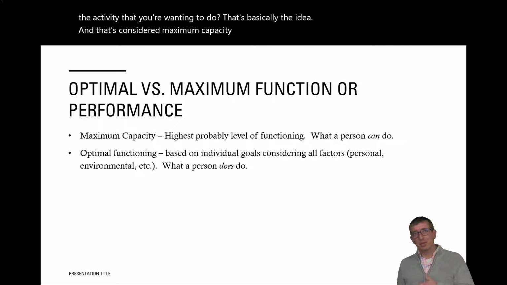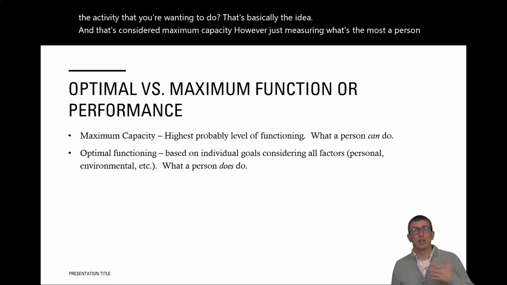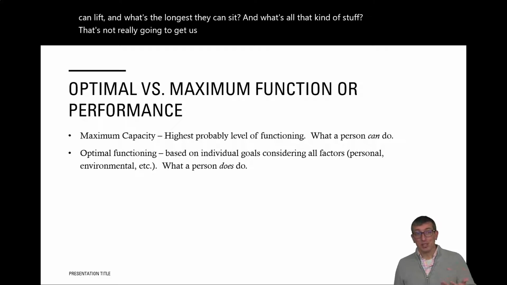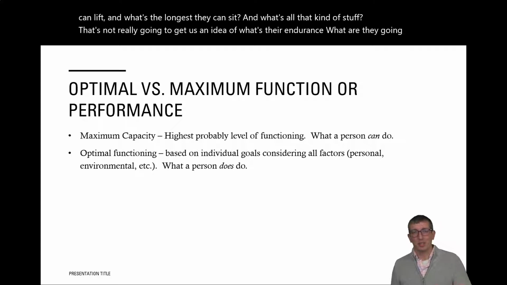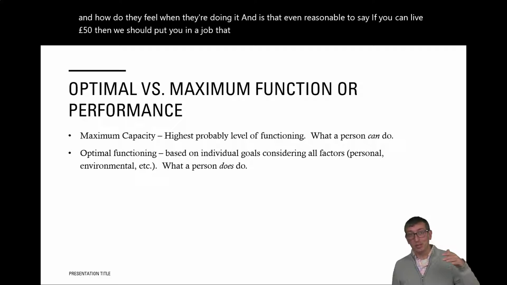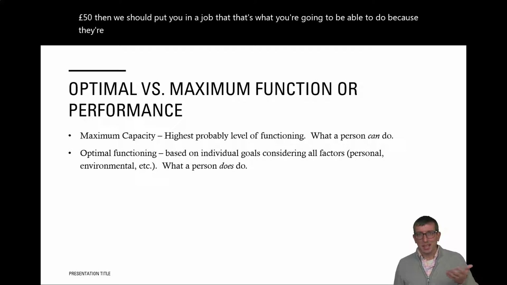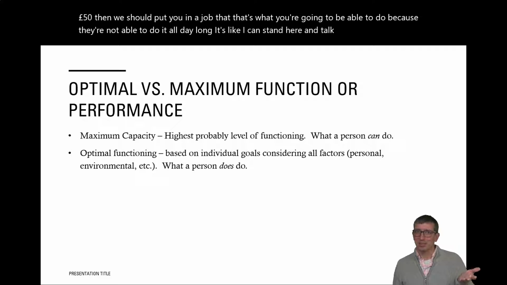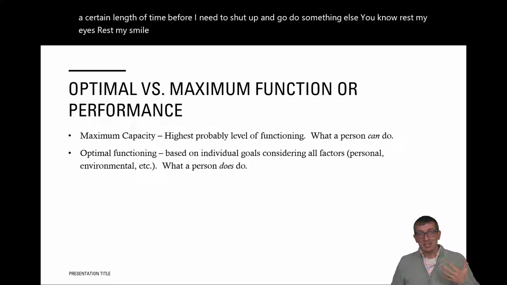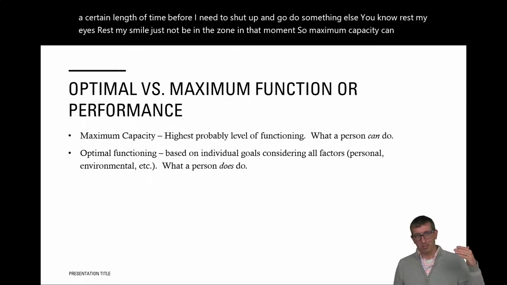However, just measuring what's the most a person can lift and what's the longest they can sit, all that kind of stuff, that's not really going to get us an idea of what's their endurance. What are they going to do and how do they feel when they're doing it? And is that even reasonable to say, well, if you can lift 50 pounds, then we should put you in a job like that, because they're not going to be able to do it all day long. It's like, I can stand here and talk to a camera, but there's a certain length of time before I need to shut up and go do something else. You know, rest my eyes, rest my smile. Just not be in the zone in that moment. So maximum capacity can be helpful, but in certain circumstances.